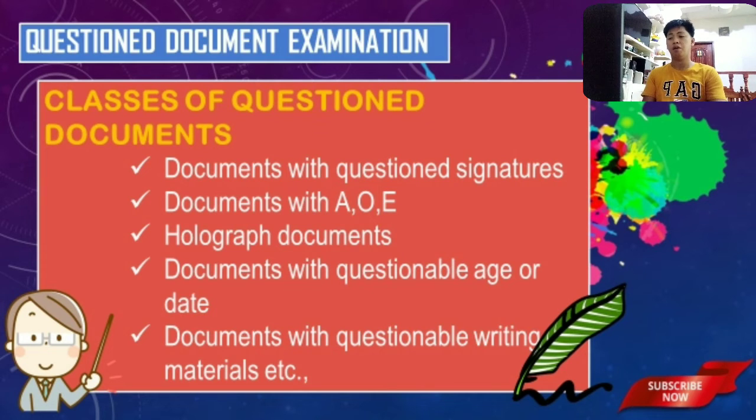types of question documents. So we have here first a document with a questioned signature. That is indeed a question document. Karamihan naman ngayon, especially in cases of corruption, malversation, fraud, they involve a document with a questioned signature. A document could be authentic, however, the questioned signature could be a result of forgery and so on. So, yan yung mga document with questioned signature.